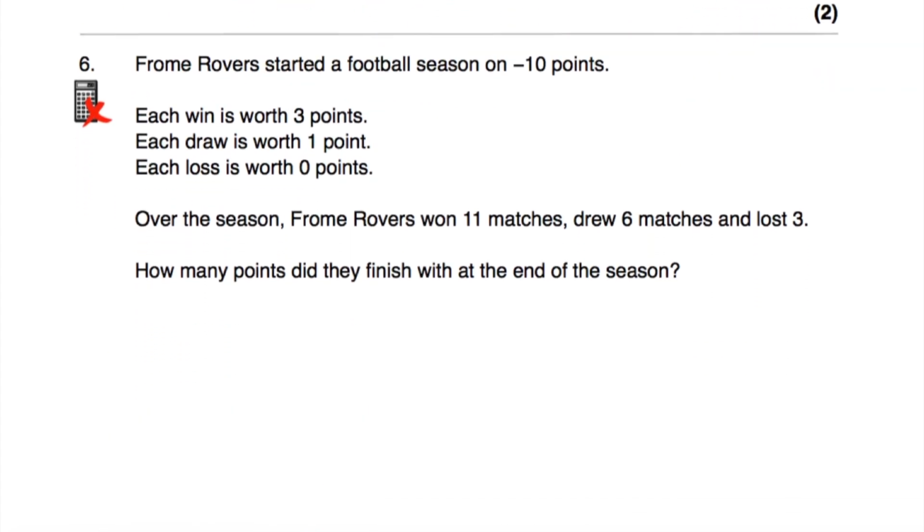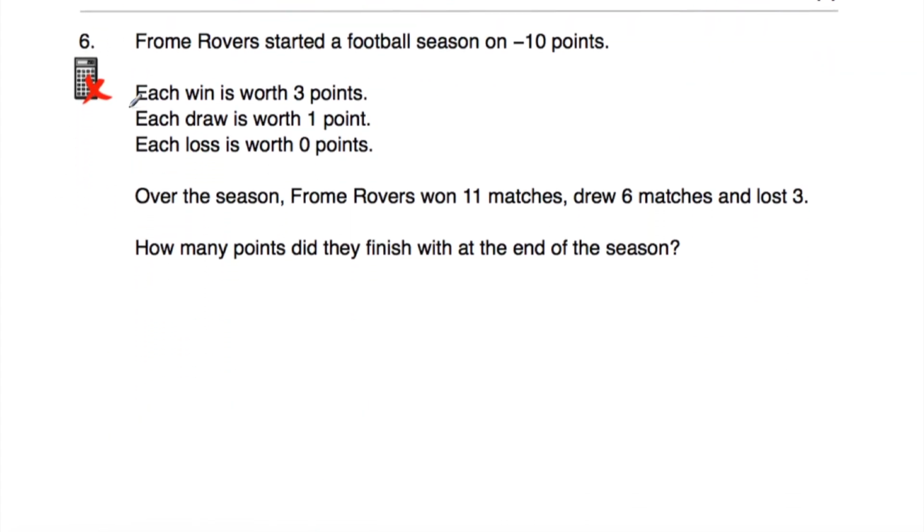Okay, let's have a look at our next question, question number 6. Question number 6 says, Frome Rovers start a football season on negative 10 points. So for some reason, this football team have started on negative 10 points. Now we're told that each win is worth 3 points, a draw is worth 1 point, and a loss is worth 0 points. So that would be the points that results are typically worth in football.